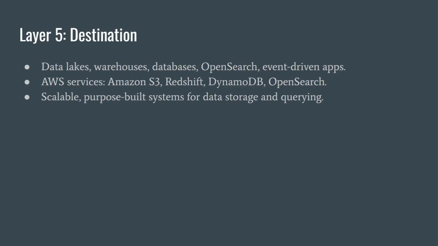It could also be OpenSearch for real-time search and analytics. Lastly, you could also consider event-driven applications built on AWS Lambda or Amazon SQS and SNS. Choosing the right destination depends entirely on your use cases. If you're building a real-time dashboard, you'll likely use OpenSearch or Redshift. If you're storing data for long-term analytics, a data lake on S3 makes sense.